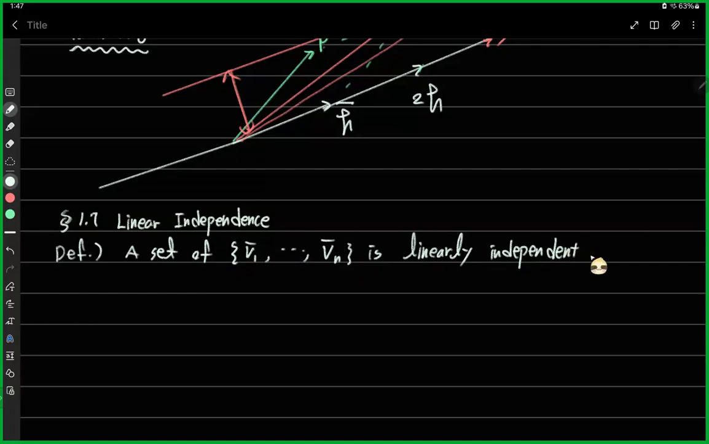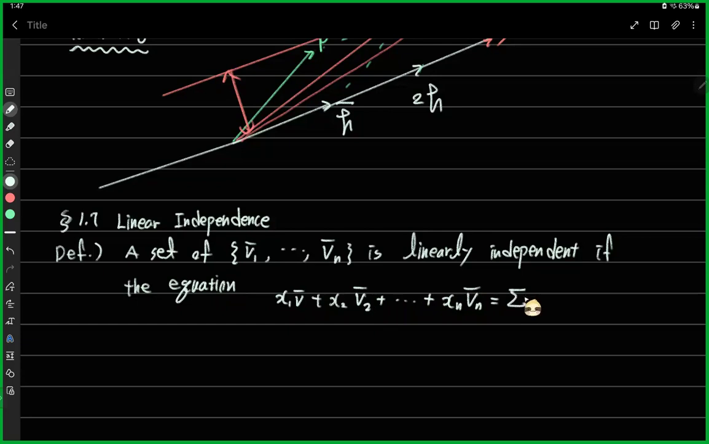Okay, if the equation x1 v1 plus x2 v2 through xn vn, where x1 through xn are coefficients. Simply, you can express this in short using sigma notation: the sum from i equals 1 through n of xi vi, right? So this equals 0 and has only the trivial solution.